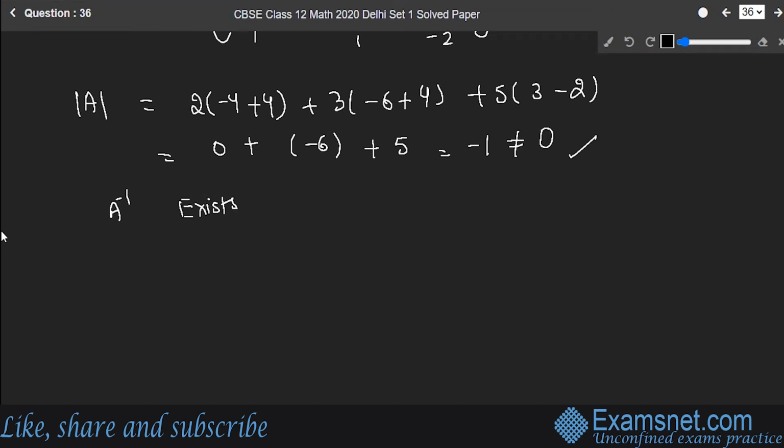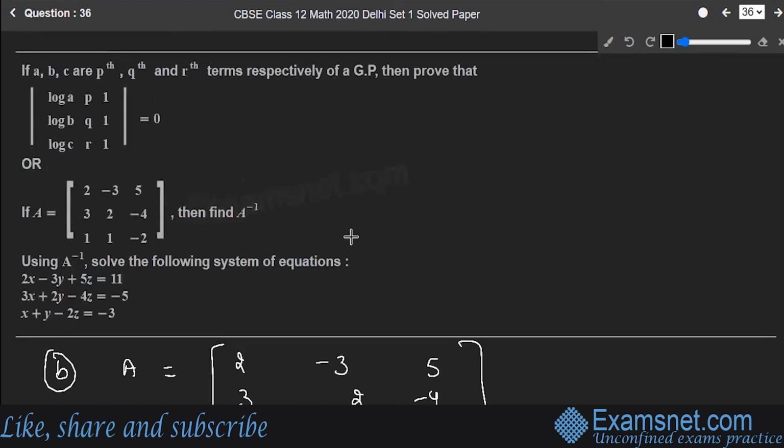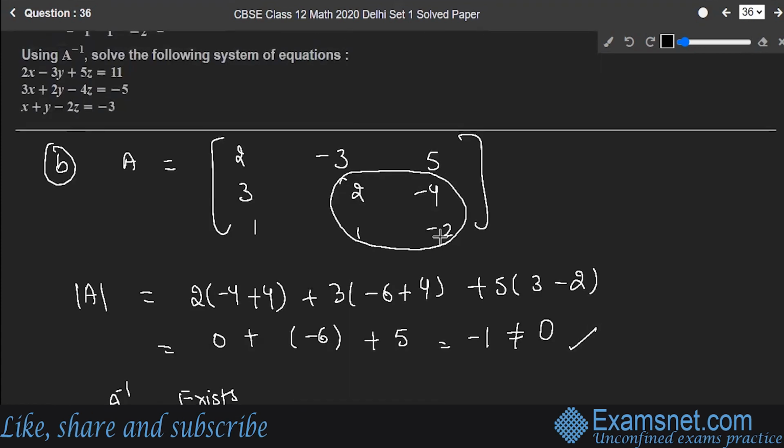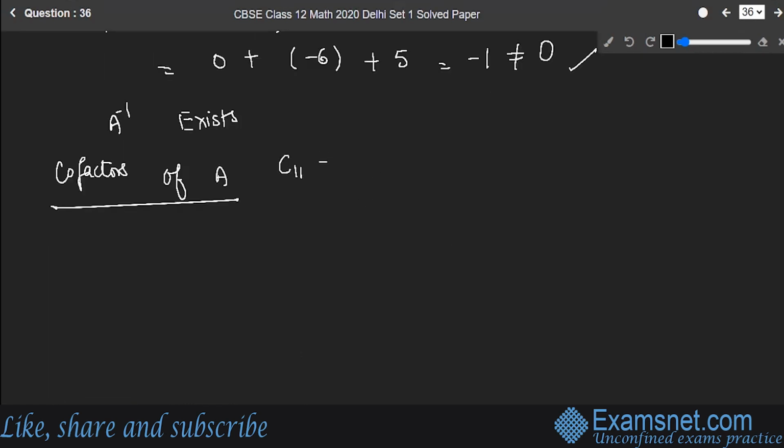First thing we are clear with this. Now let's find out the cofactors, because we have to find out A inverse. So I'm going to find out the cofactors of matrix A. The cofactors are C1,1. So first row, first column, if I'm leaving, that means I'm picking this one, right? Hope you got this. This is minus 2 plus 4. Minus 4, sorry, minus 4 plus 4, which is equal to 0.